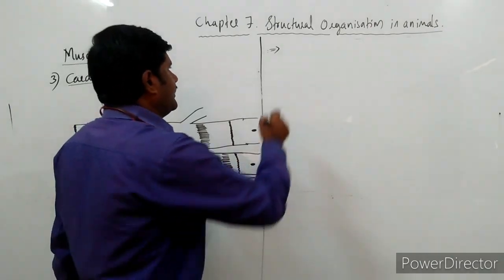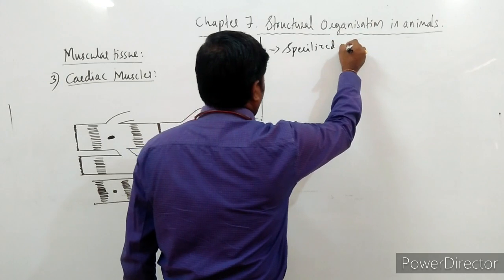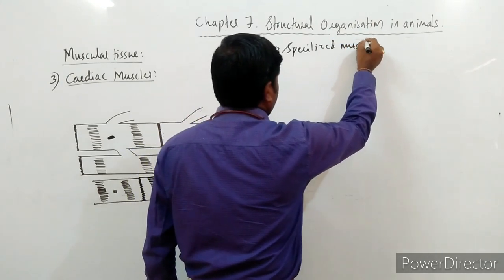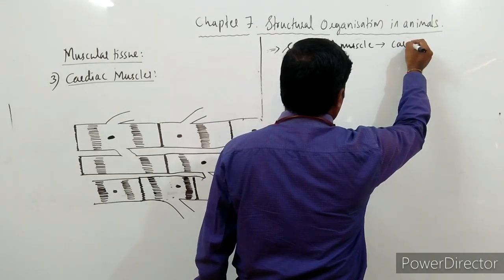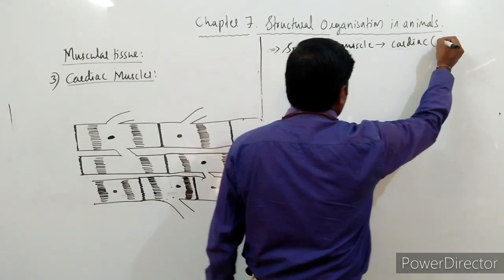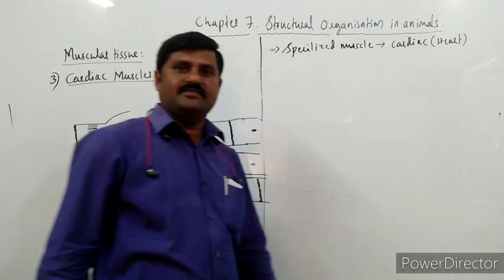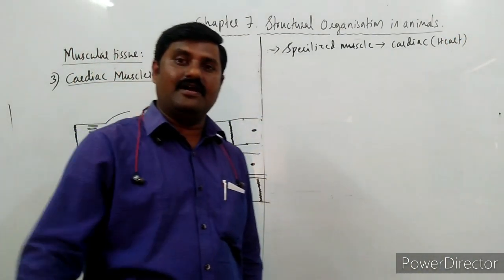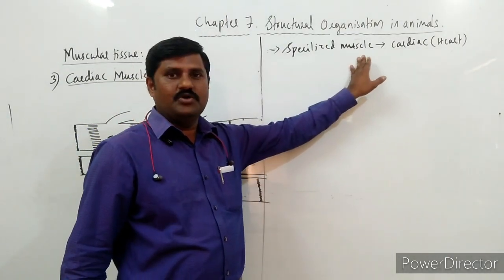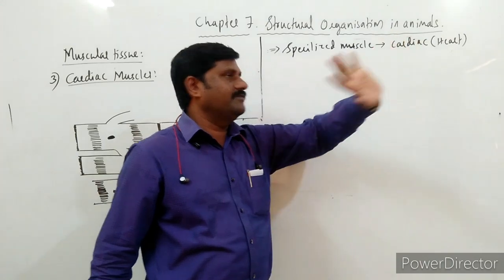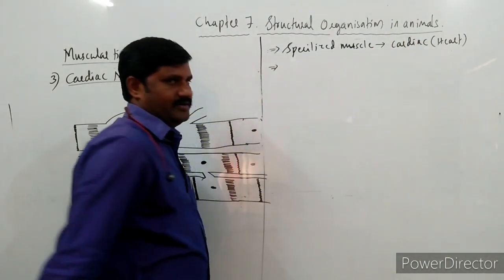These are specialized muscles that make the wall of the cardiac. Cardiac stands for heart, right? It makes the wall of the heart itself, right? So that is why these are specialized muscles which make the wall of the heart itself. This is the first point to be noted.